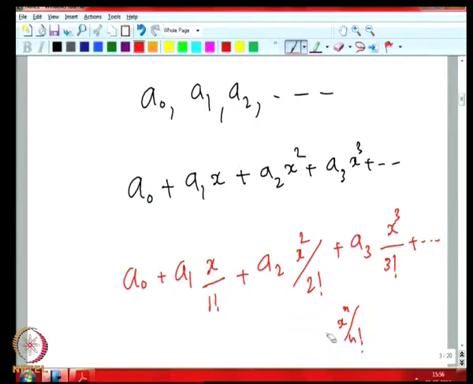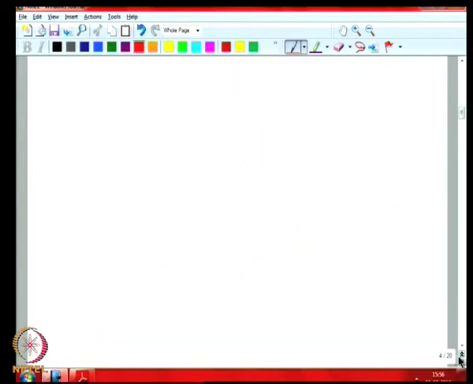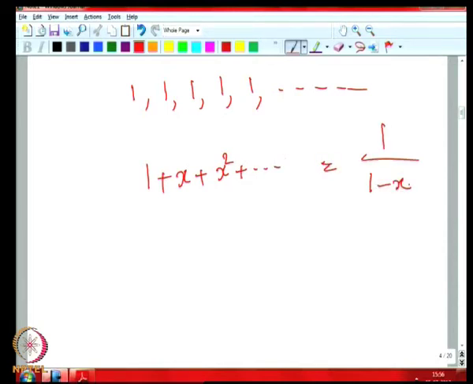This looks a little strange to begin with, but you will see soon that this is useful in solving certain problems. But some examples we can easily see. Suppose the sequence is 1, 1, 1, 1. This is the most familiar sequence for us. So, A0 equal to 1, A1 equal to 1, A2 equal to 1 and any an equal to 1. For this sequence the ordinary generating function is what? It is 1 plus x plus x square plus and so on, which is 1 by 1 minus x. We have seen this before.